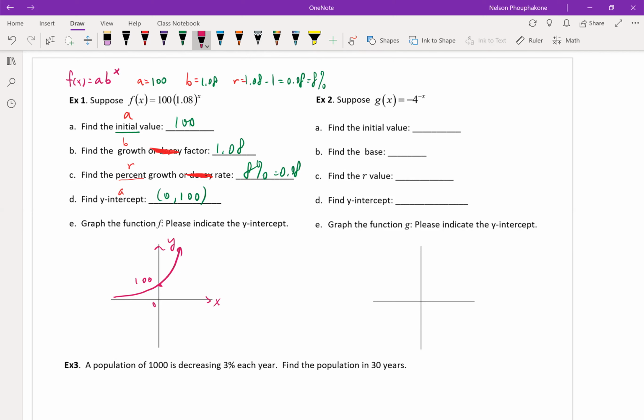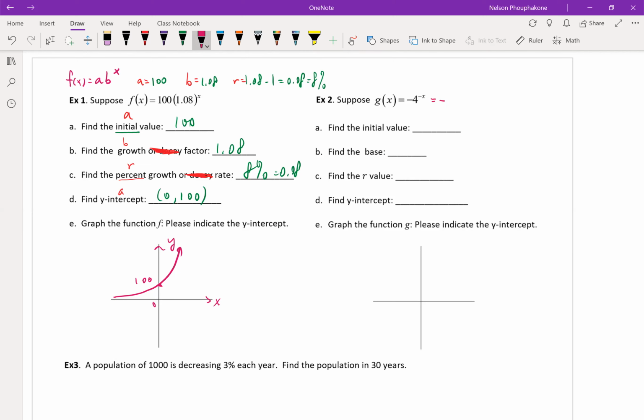Okay, so now it is your turn. Go ahead and try part b. I have g of x equal to negative 4 raised to the power of negative x. Again, if you don't know how to take out the negative exponents, make sure that you go back to the 4.0 review. Okay, and now let's see how we actually do this one.